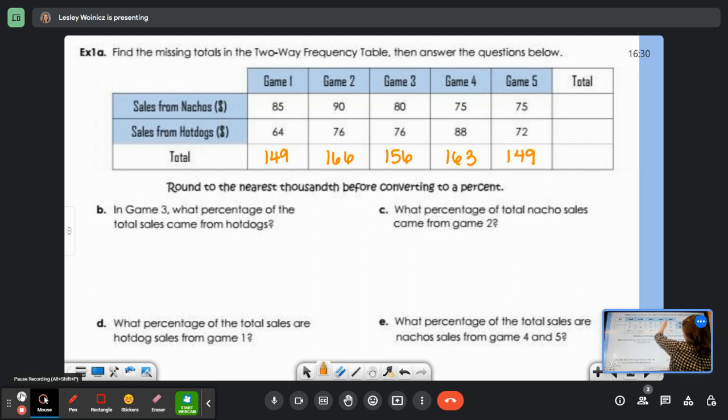Now, that's going by game. So we're also going to find the total sales from all of the nachos. I'm going to add 85 plus 90 plus 80 plus 75 plus 75 all the way across. I'm getting 405.